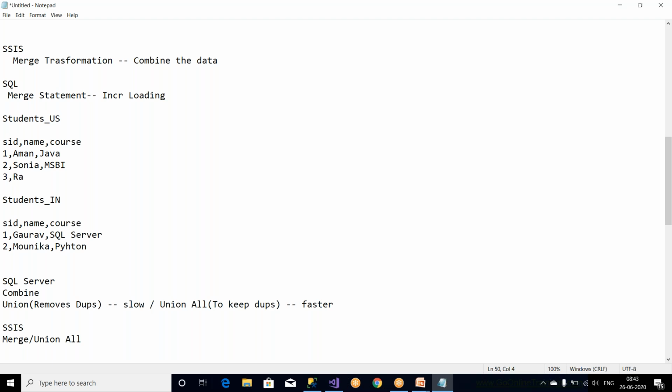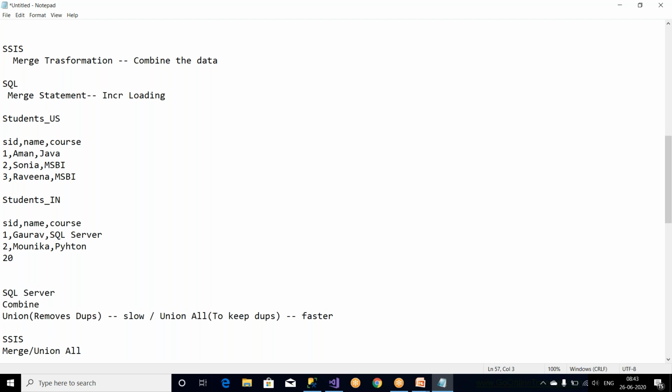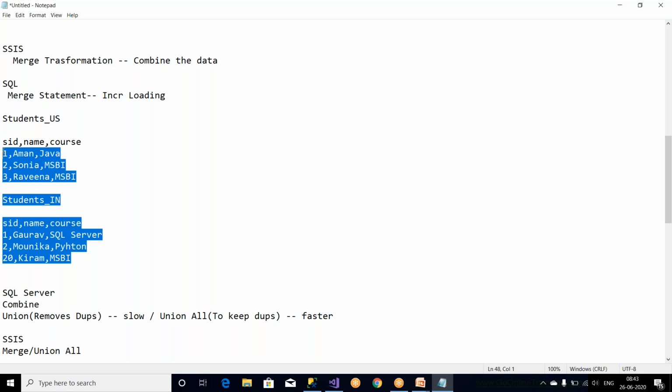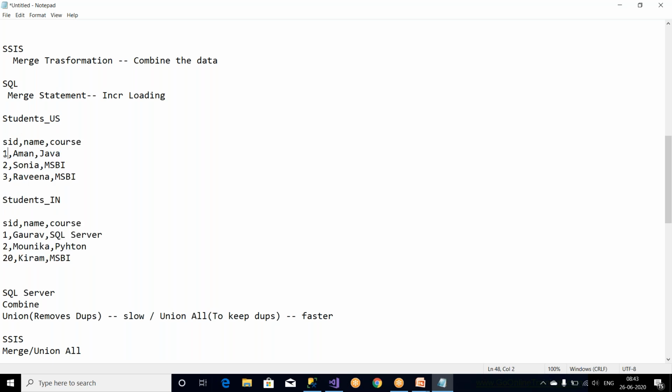See, Ravina is coming from MSBI. Now here I have 20, say Kiran comes from MSBI. If you join the data, what rows do you get? One is matching, two is matching. But what about Ravina and Kiran? Are you able to get it?